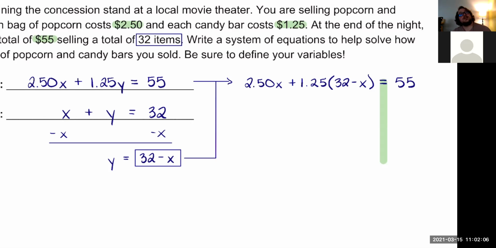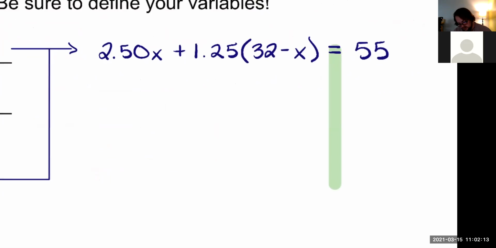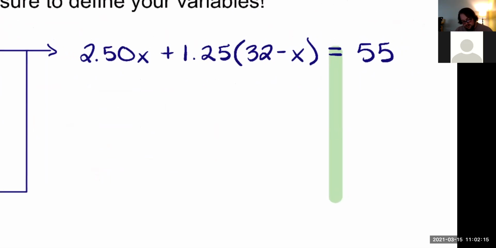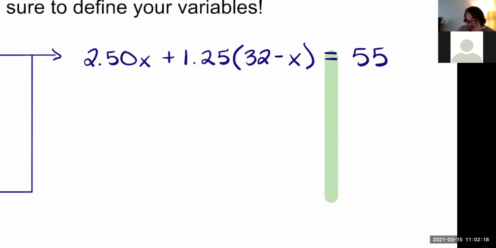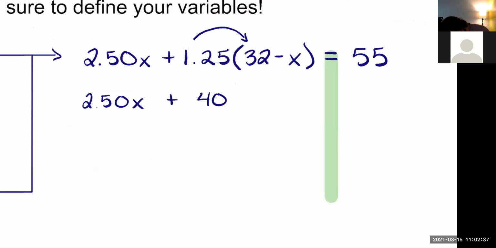Good news. I should be able to solve that new equation. Taking a look at this one, what should catch your eye first? Parentheses. So the 250X is going to drop down. What's 1.25 times 32? 40. Okay, so plus 40. And 1.25 times a negative X?